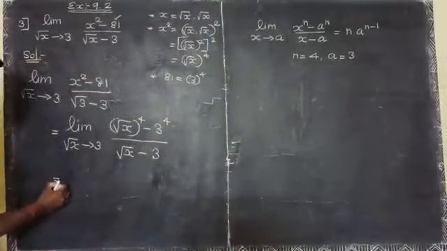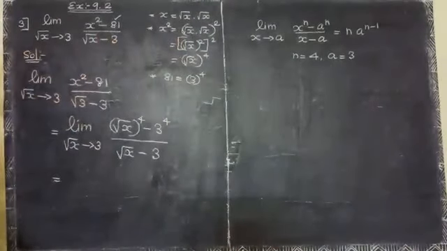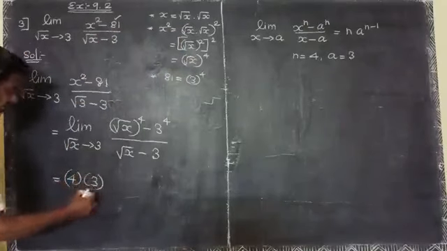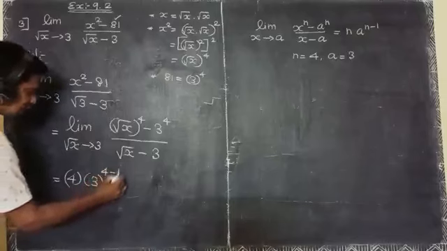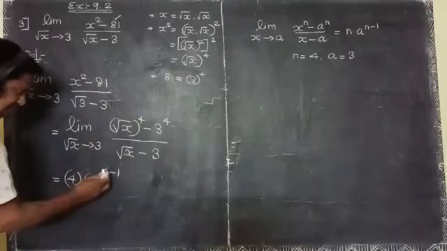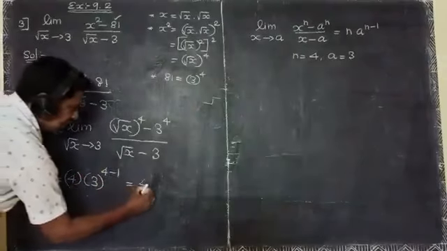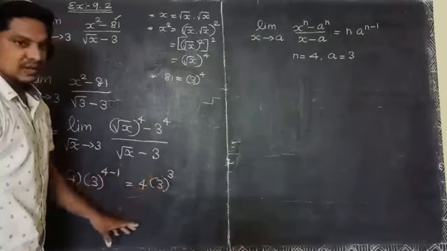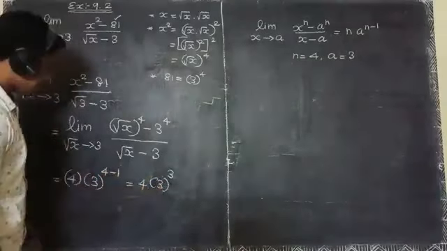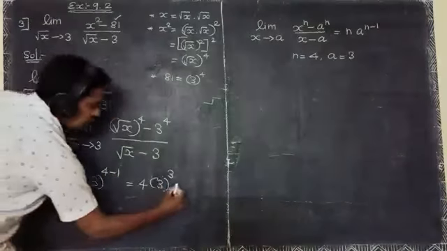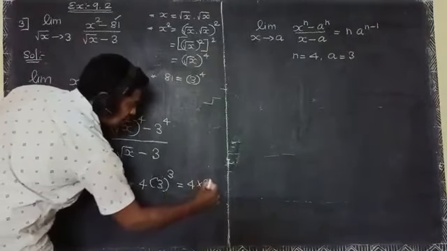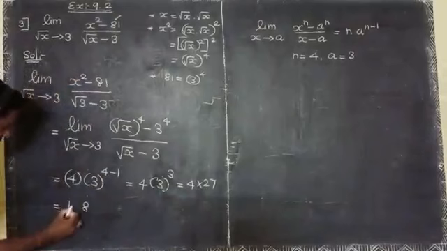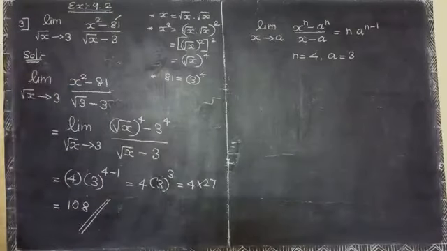Here n into a power n minus 1: n is 4 into a is 3, whole power 4 minus 1. 4 minus 1 is 3, so 4 into 3 power 3. 3 power 3 is 27. 27 into 4: 7 4s are 28, remaining 2, 4 2s are 8, 8 plus 2 is 10. Therefore the limit is 108.